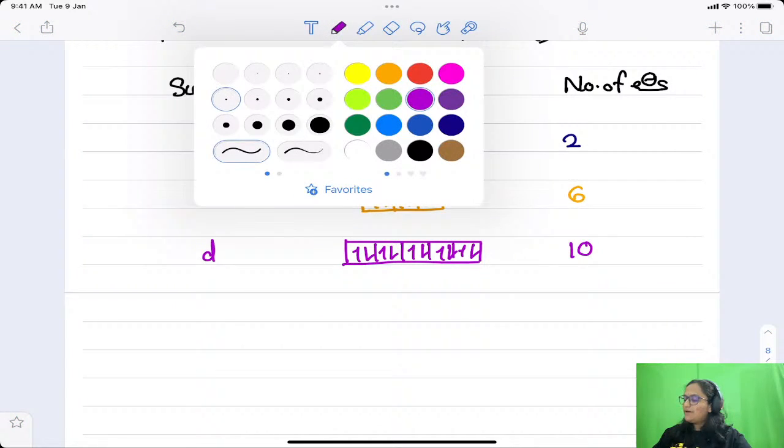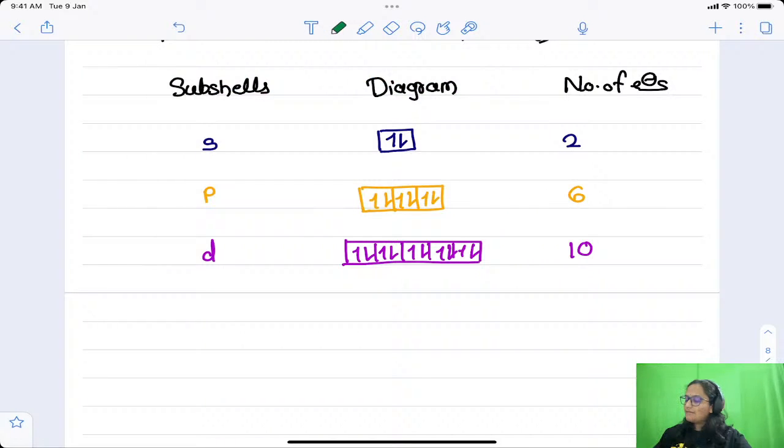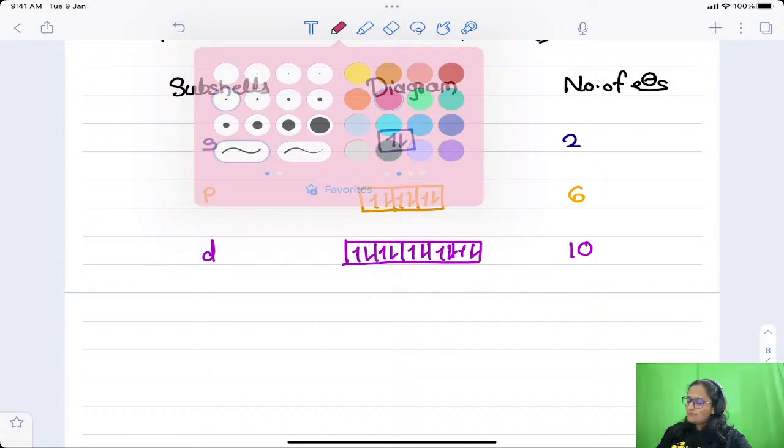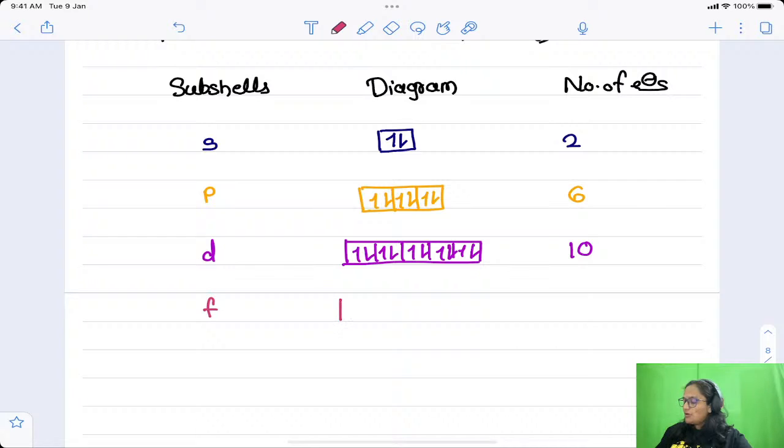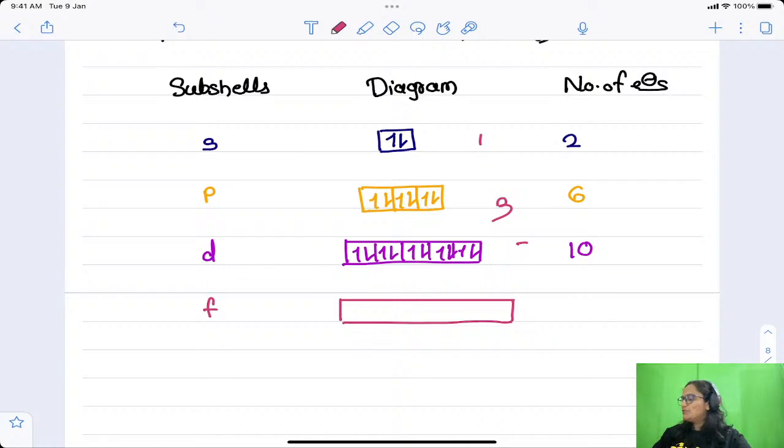Then for F, how many boxes are you going to draw? 7. You can see the number of boxes here: 1, then 3, then 5, then 7, all odd numbers, 1, 3, 5, 7, 9, and so on. So here it will be 1, 2, 3, 4, 5, 6 and 7. 7 boxes means 7 into 2, 14 electrons, right? In every box a maximum of 2 electrons can stay, so 14.